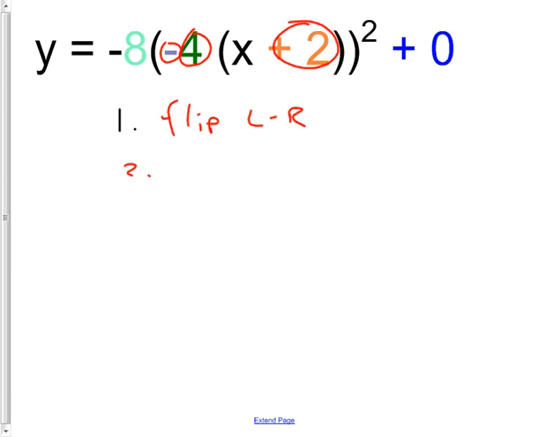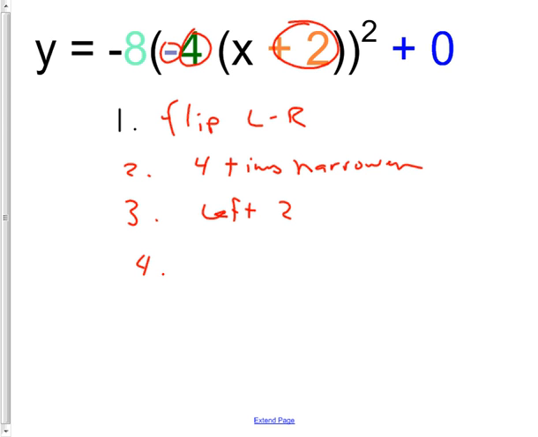Number 2. The 4, which is 4 times wider. True or false? False. 4 times narrower, or shrink, factor 4. Number 3. One more thing to do on the inside, and that's the +2. What should I do for that? Left 2. Okay, number 4 is go to the outside, and I got 3 things there.